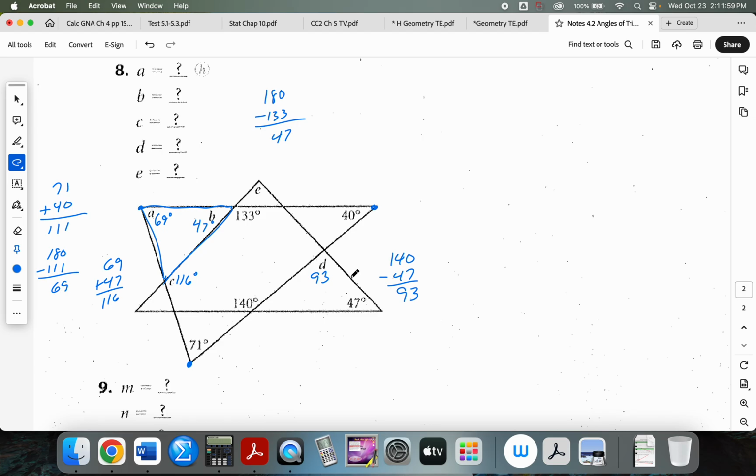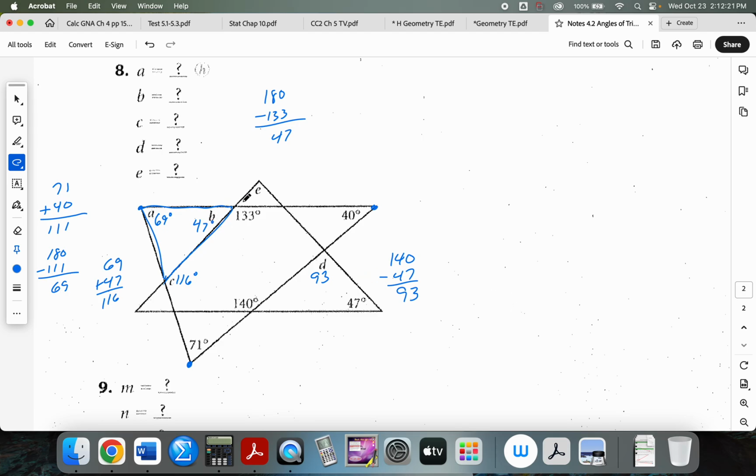So far on this, I didn't have to find any extra angles. If you find extra angles, don't worry about it. It's not a big deal. To find E, I'm going to have to find some extra angles. I'm not going to be able to do this by finding just one angle.